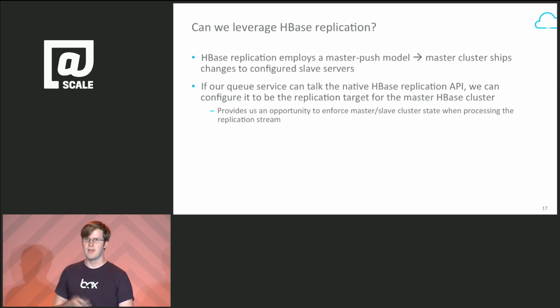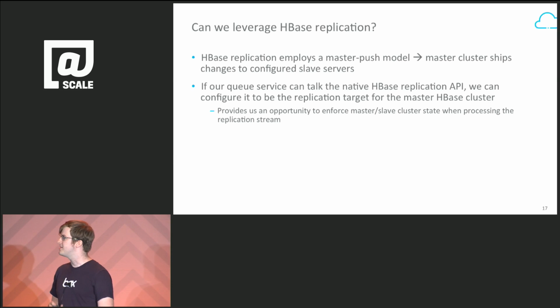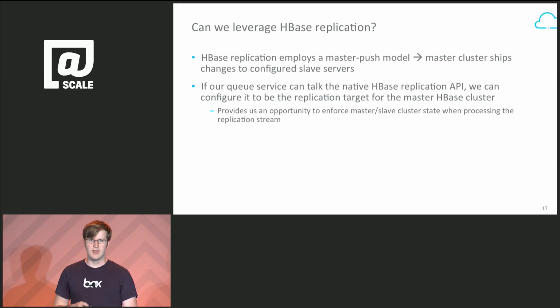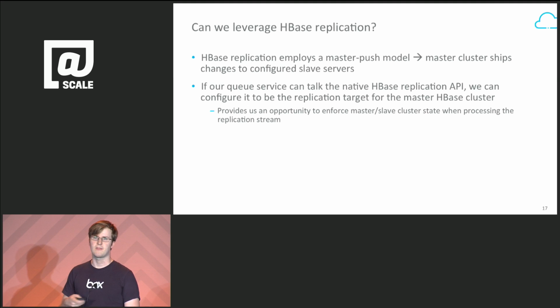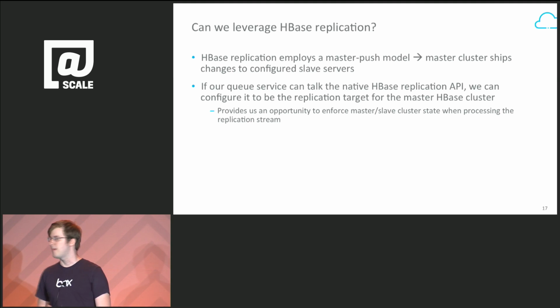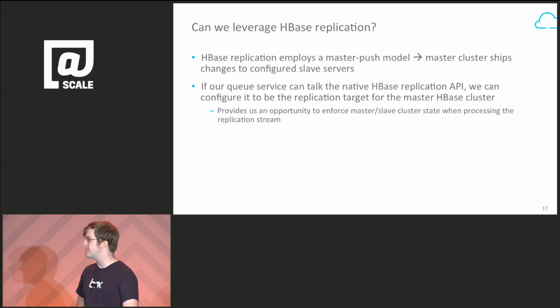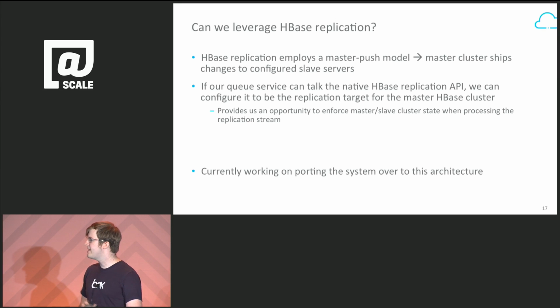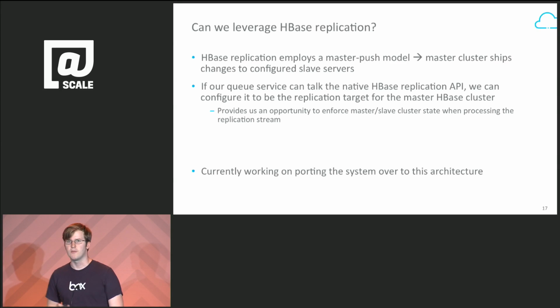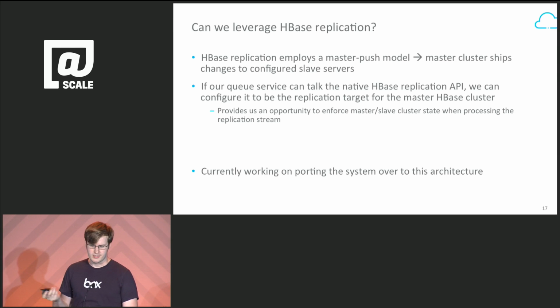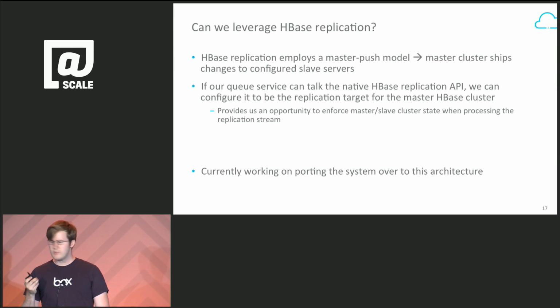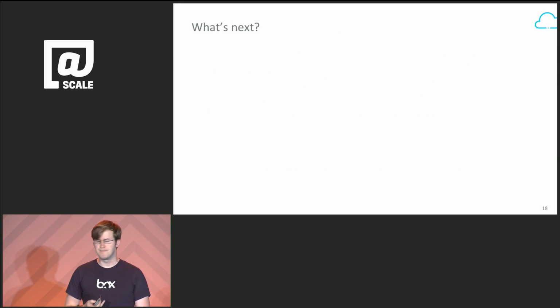Which then gives us the opportunity to hook into the HBase replication stream and enforce the master-slave behavior we need, where if you're replicating to a master cluster, we append at the end of the queues. If you're replicating to a slave cluster, we replicate the message at its original position. So right now, this is what we're currently working on, trying to port over from our original architecture onto this architecture. So once we finish that, what would be next for the system?